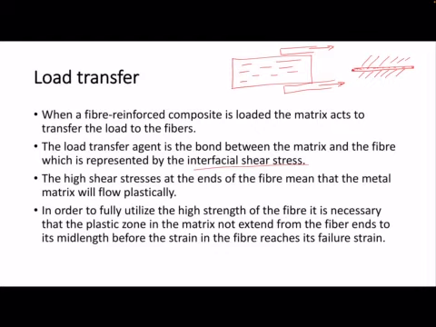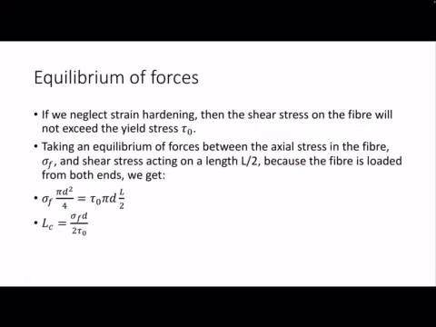The high shear stresses at the ends of the fiber mean that the metal matrix will flow plastically. And in order to fully utilize the high strength of the fiber, it's necessary that the plastic zone in the matrix not extend from the fiber ends to its mid-length before the strain in the fiber reaches its failure strain. So you don't want it to go into a plastic deformation before it reaches that failure strain. So we need to look then for equilibrium of forces.